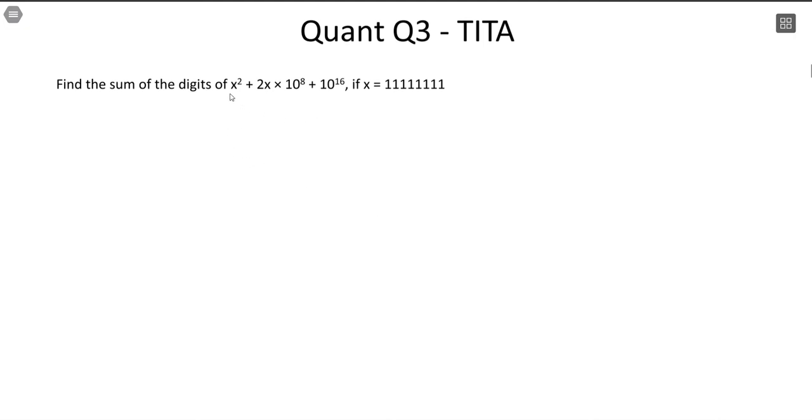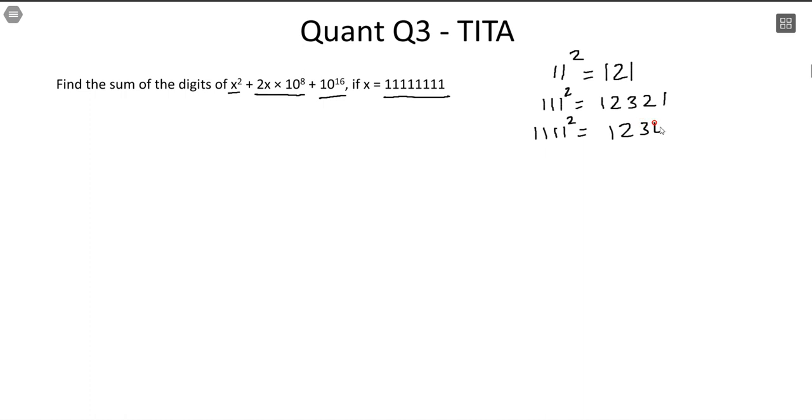Find the sum of the digits of x square plus 2x into 10 raised to the power 8 plus 10 raised to the power 16 if x is equal to 1, 1, 1, 1, 1, 1, 1, 1. Okay, there is this beautiful insight about numbers of this nature. 11 square is equal to 121. 111 square is equal to 12321. 1111 square is equal to 1234321, so on and so forth. Hopefully you can see the pattern that I'm talking of.